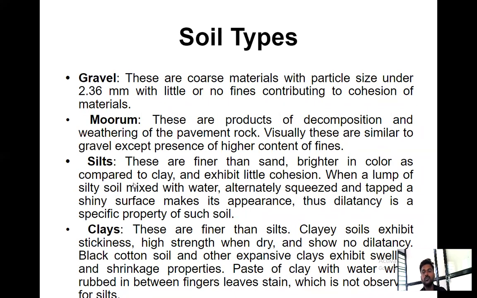Then there is silt. These are finer than sand, lighter in color as compared to clay, and exhibit little cohesion. What is silt? Silts are finer than sand and have a lighter color as compared to clay, and they also exhibit a cohesion property. When lumps of silty soil are mixed with water, a shiny surface makes its appearance. Thus, dilatancy is the specific property of such a soil.